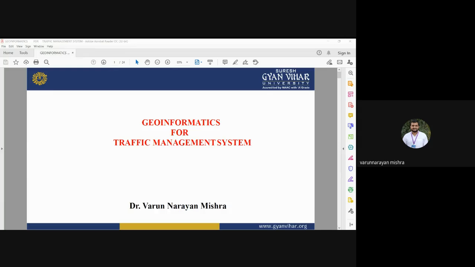For that, we use traffic management system. Traffic management system is one of the important components of sustainable urban planning. As today's topic is about the role of geoinformatics for traffic management system, we will see how remote sensing and GIS techniques can be used for sustainable urban planning and its role in traffic management system. Okay, so moving to the next slide.